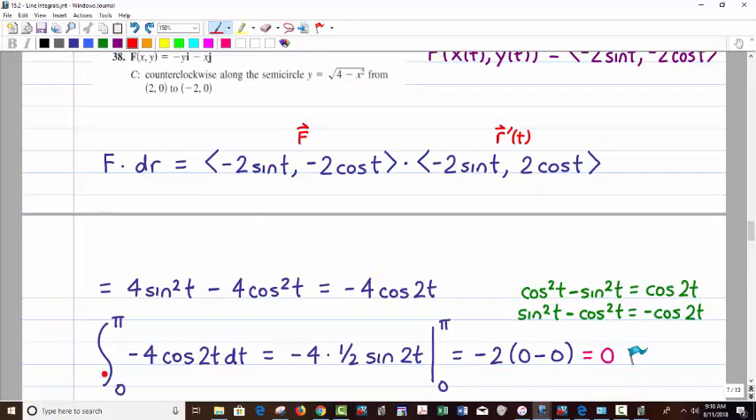And then, so we're going from 0 to pi. The antiderivative of cosine of 2t would be 1/2 sine of 2t with a negative 4 there, so I'll put the negative 2 in there. But then sine of 2 pi is 0, sine of 0 is 0, so actually you get a result of 0.